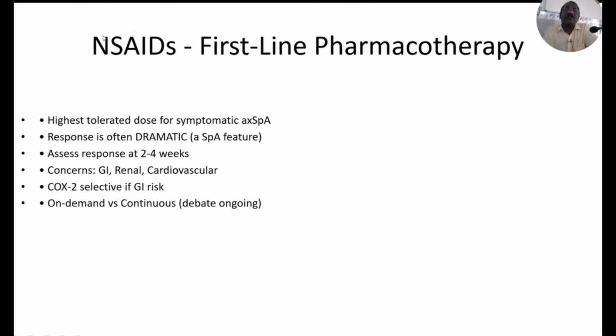The extent of the disease is not treated by the NSAIDs alone. NSAIDs are only painkillers. They relieve the pain and the stiffness only, not the disease. So NSAIDs' role in the management of spondyloarthritis is only 15 to 20% symptomatic relief.